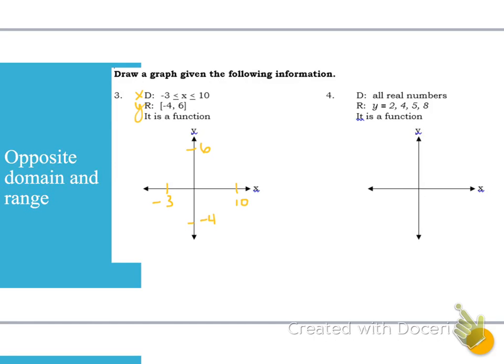So a bracket, or something that would be a closed dot. So if I look at these, they're a bracket and it's also included. So that's going to make a point. So -3, -4, there's a closed dot. And then these ones also match because they're also both included. So at 10, 6, there's another point, and then we can just connect them. And it's a function because it passes my vertical line test.